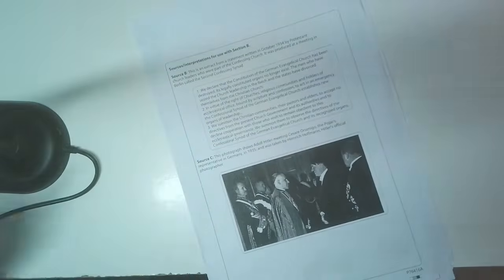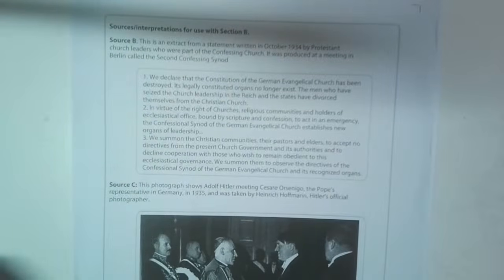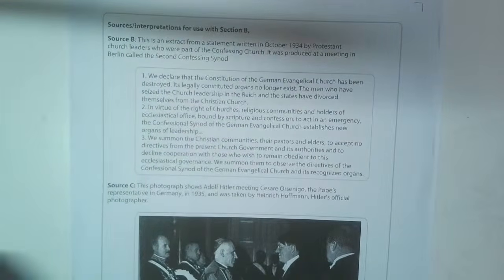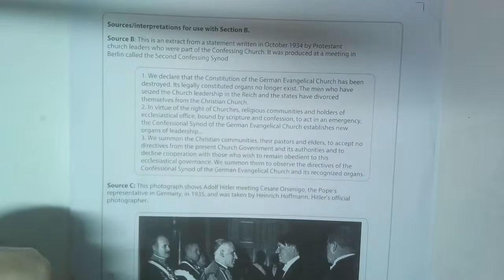I'm going to zoom in a little bit here to help us look. So let's zoom in a little bit. Source B. Try and focus for a second. Is that good? Yeah, that looks good. Try and weigh that down a bit. There we go. Cool. Okay. So just check that's nice and focused.